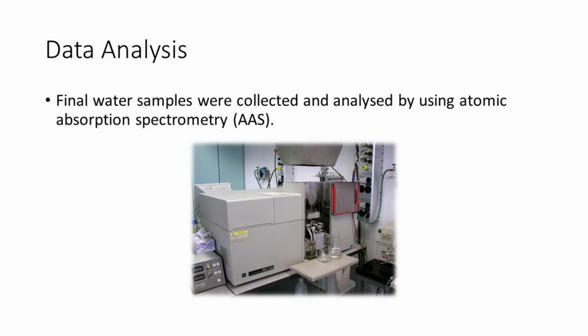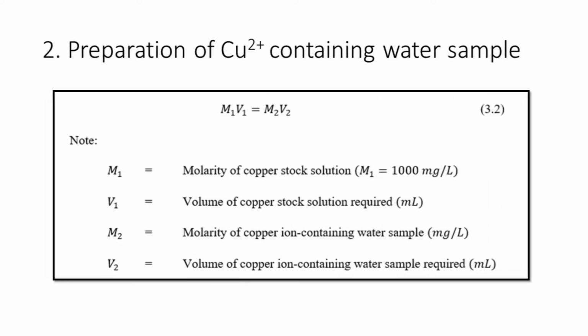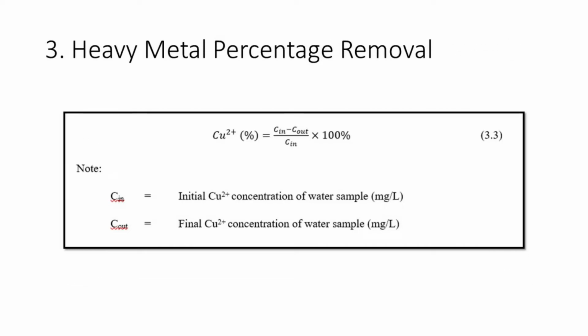using atomic absorption spectrometry. There are several calculations involved in the methodology, and the first one is the molar equation, which was used to prepare copper stock solution. Next, the dilution equation was used to dilute the copper stock solution into the required concentration of copper-containing water sample. Lastly, heavy metal percentage removal was calculated based on this equation after the data were collected.